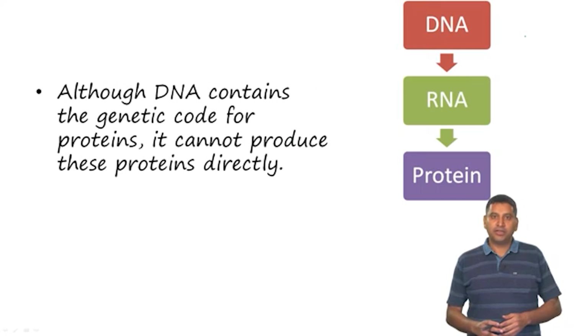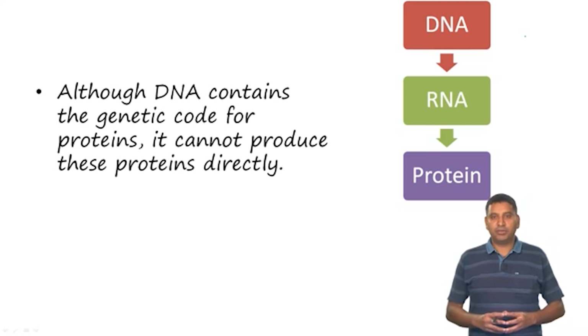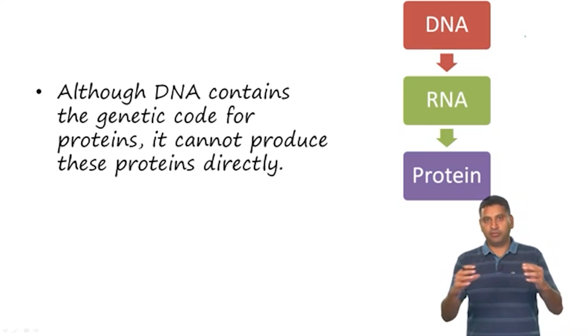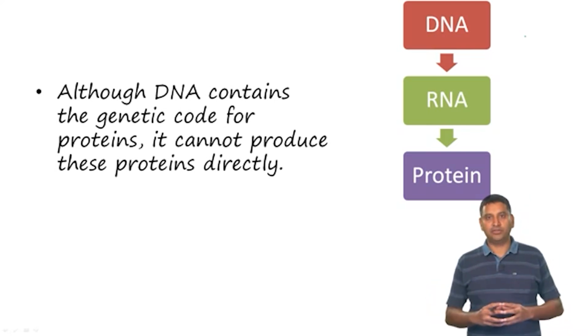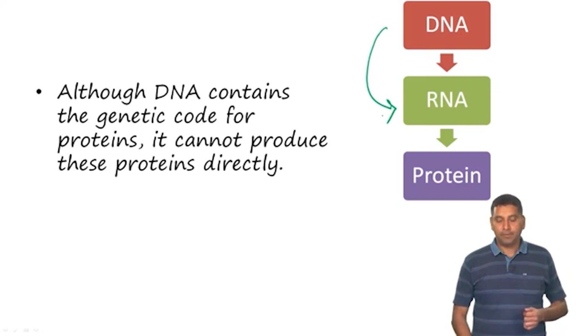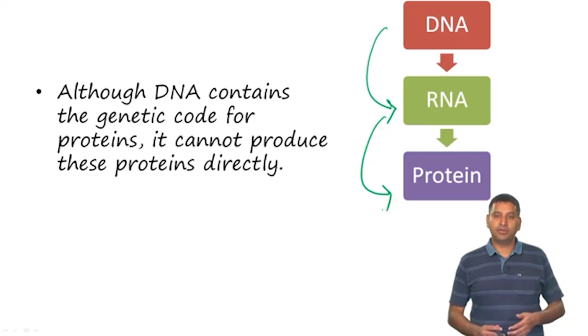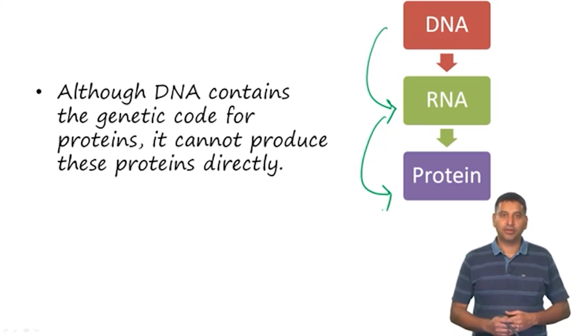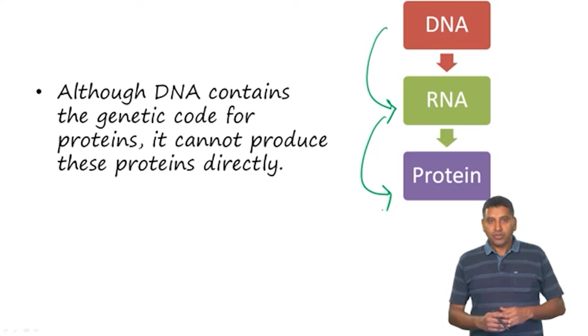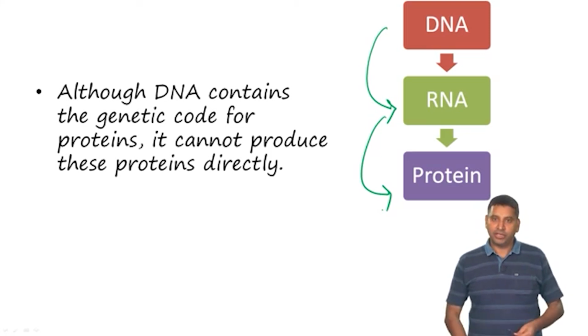Before we get there, let us look at the central dogma of molecular biology, which is basically that DNA contains the information that is present in a cell. DNA transfers the information to RNA, and RNA in turn is able to use that information to synthesize protein. Although DNA contains the genetic code, it cannot produce these proteins directly.